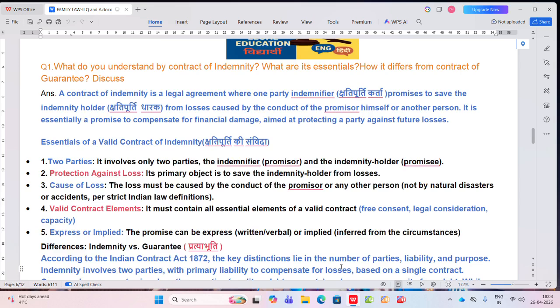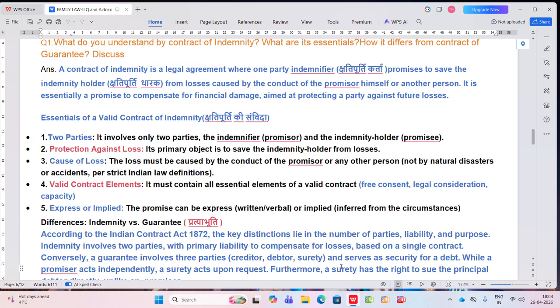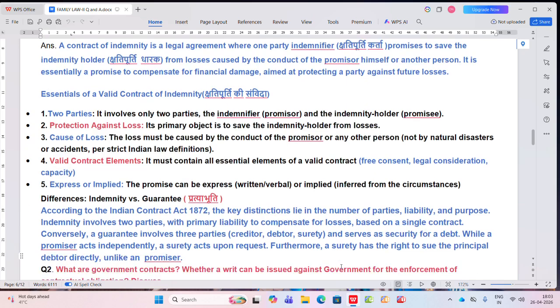Now comes the difference between indemnity and guarantee. Guarantee हिंदी में प्रत्याभूति कहते हैं. According to the Indian Contract Act 1872, the key distinction lies in the number of parties, liability and purpose. Indemnity involves 2 parties with primary liability to compensate for loss based on a single contract. सिंगल कॉन्ट्रैक्ट के लिए जो भी लॉस कहीं होता है तो उसकी लायबिलिटी होती है बिटवीन द 2 पार्टीज. Conversely, a guarantee involves 3 parties. इसमें 3 पार्टियां होती है. कौन कौन? Creditor, debtor and surety.